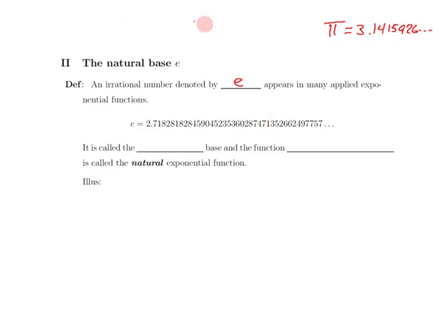But it's not as easy to explain as, say, pi, because pi has this geometric description. E is a little bit more mathematical in the sense that, I'll just say, it's harder to explain. We're going to refer to this as the natural base, and the function f of x equals e raised to the x is called the natural exponential function.